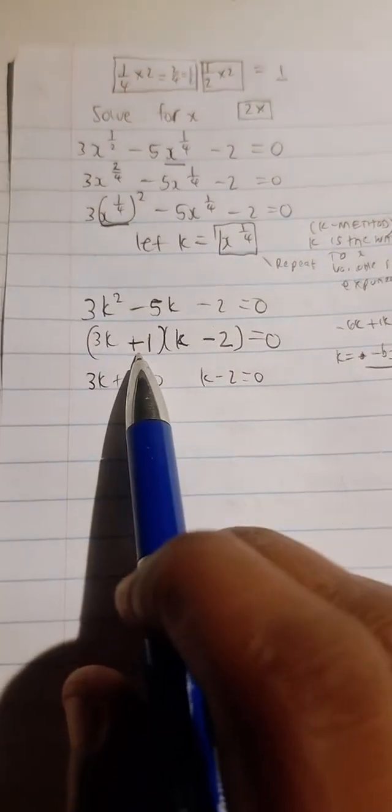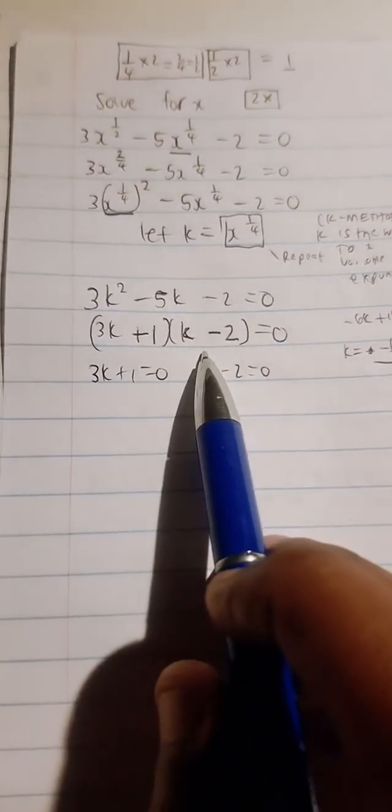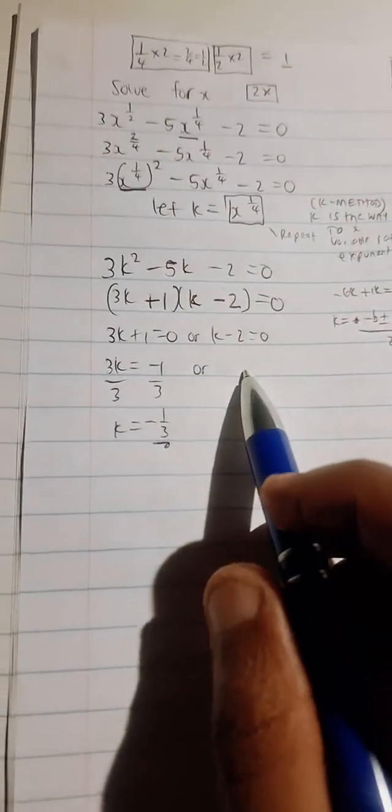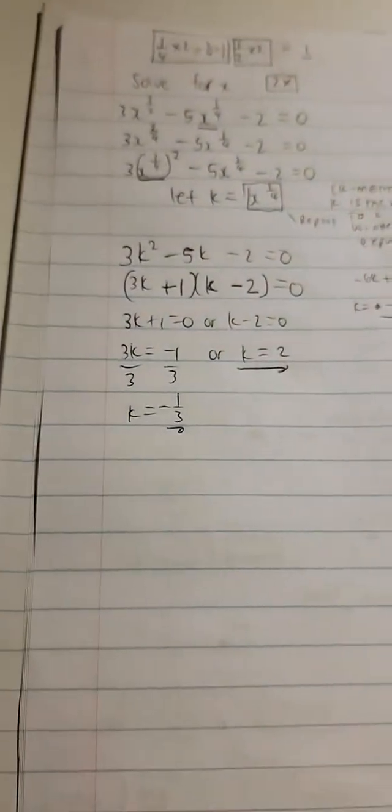Obviously after factorizing, we apply the zero factor law, which is you take 3k plus 1 and equate it to 0. You take 3k minus 2 and equate it to 0. Then you solve these independently. Take the 1 over, you get negative 1. Divide by 3, you get k is equal to negative 1 over 3. Or k minus 2, you transpose the negative 2, you get k is equal to 2.